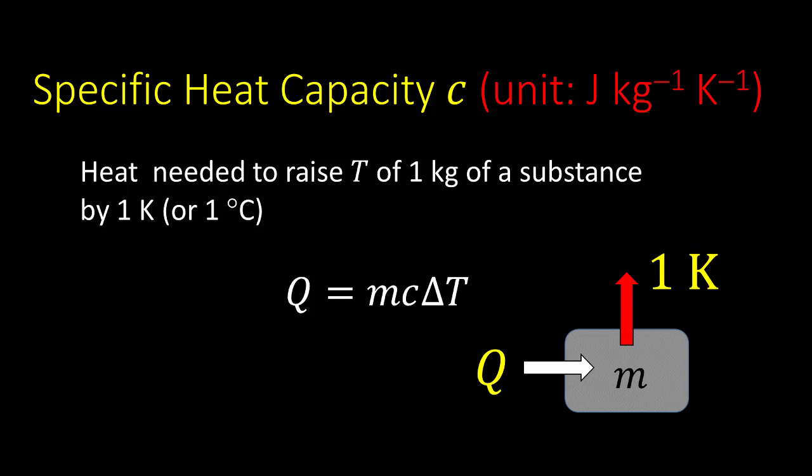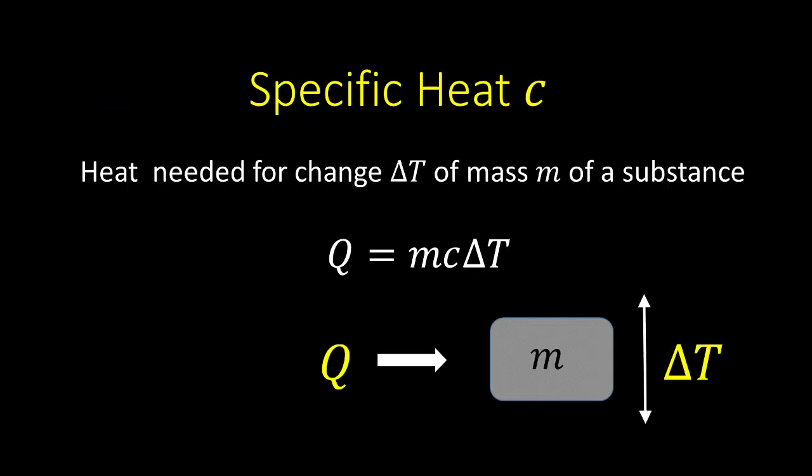specific heat capacity, noted as small or lowercase c, of a substance, which is defined as the quantity of heat needed to raise 1 kilogram of that substance by 1 Kelvin. The specific heat capacity, usually just called the specific heat, is the heat per unit mass per degree, or said another way, the heat per kilogram per Kelvin needed to raise the temperature of 1 kilogram of a specific substance by 1 Kelvin. Given a mass m of a substance, to change its temperature by delta T requires Q equals mc delta T joules of heat to be added.